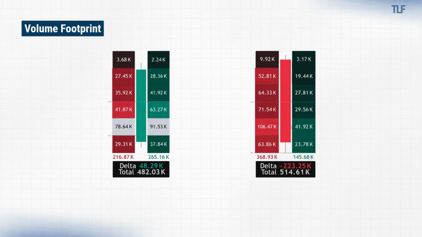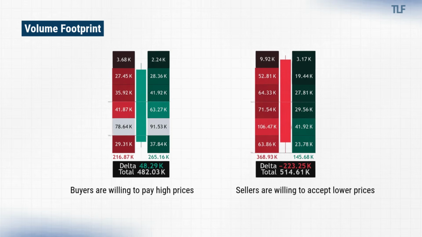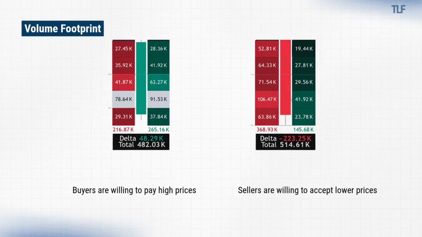If you've ever looked at a volume footprint chart, this becomes completely obvious. Heavy volume on the buy side means traders aggressively paid up to get in. Heavy volume on the sell side means they chase the market down to get out. Price doesn't move because of some magical geometric pattern. It moves because real orders were willing to aggressively chase a level.